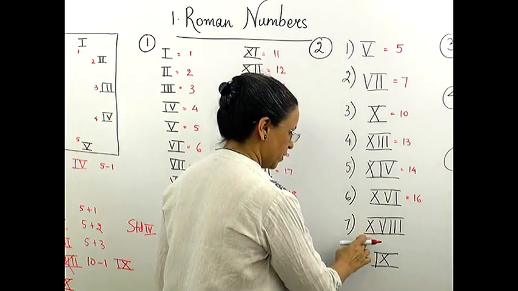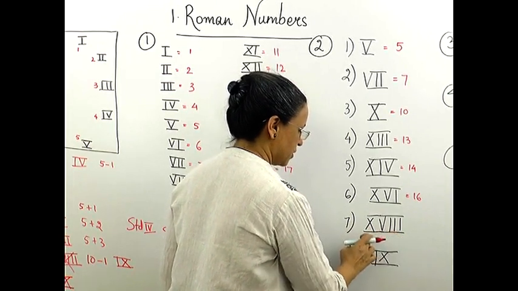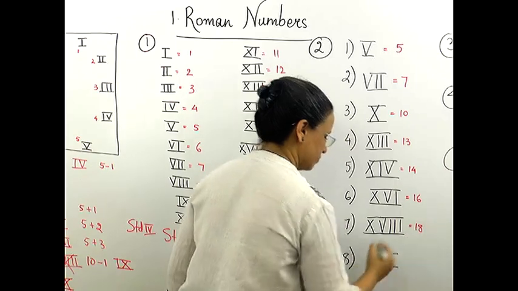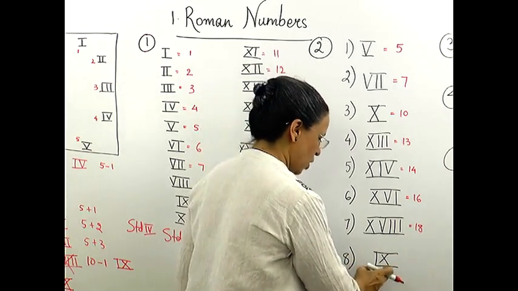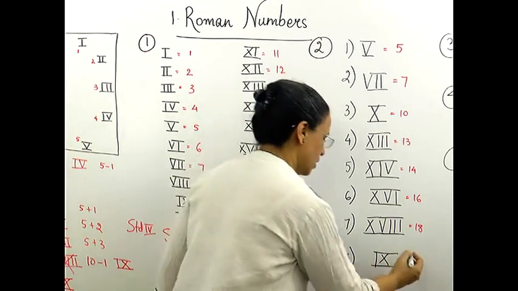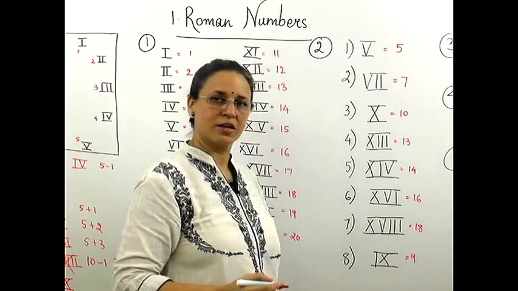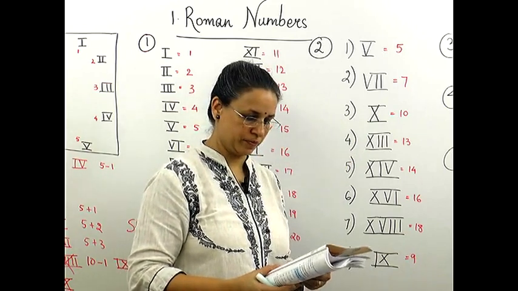This number is 10 and 5 plus 3, that makes it 10 plus 8. So this is the number 18. And the last one, you can see from 10, 1 has been minused, which is why it has been written on this side. So this gives us the number 9. Is that clear? Now we go on to the third question.